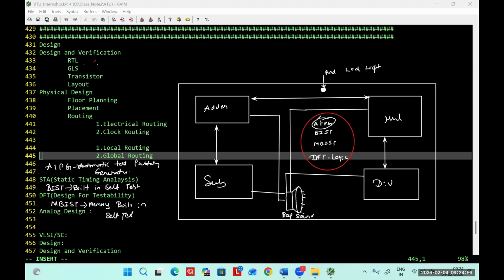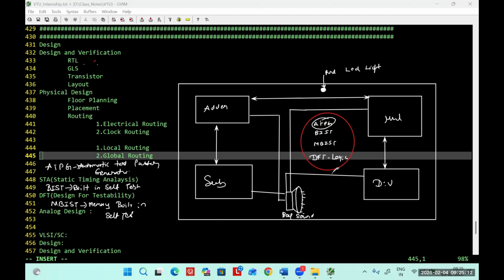Sometimes 2 hours, sometimes 3 hours, sometimes 2 days, it will turn on and go. But that will happen next. Correct, because DFT logic will be there, that will take care of this. Got it? Now, do we need the DFT logic?